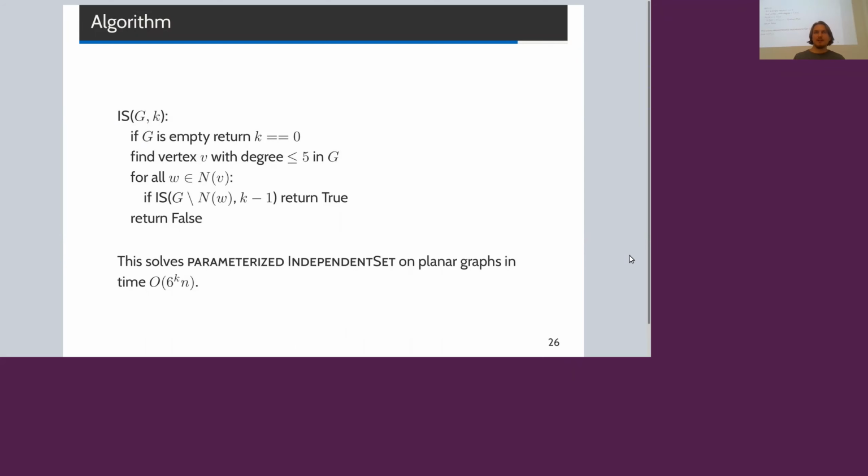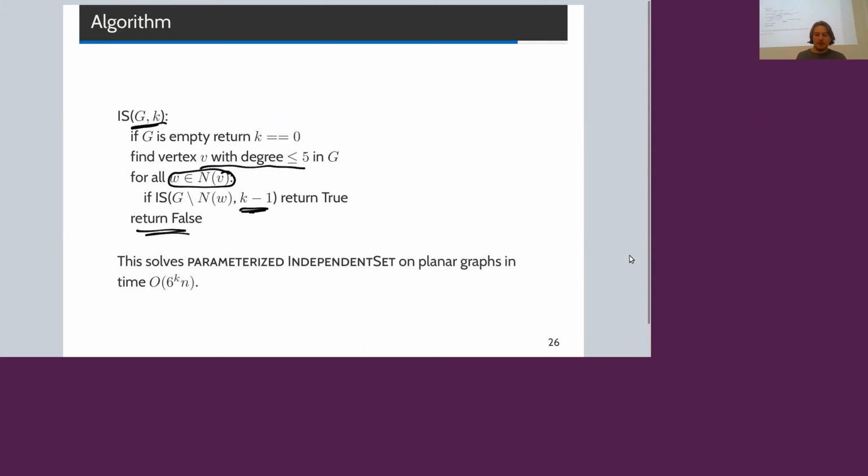So if you want to formalize this as an algorithm, it will proceed as follows. Independent set for a graph G, with parameter k. First, we check if the graph is empty and k is 0, that's our base case. Then we can return, and otherwise we find a vertex with low degree, and we try out all vertices in the closed neighborhood, and this gives us 6 computational branches. We recurse there, and if any of those branches, where we decrease the parameter by 1, gives us a correct answer, then we know it is a yes instance, and otherwise we return false.